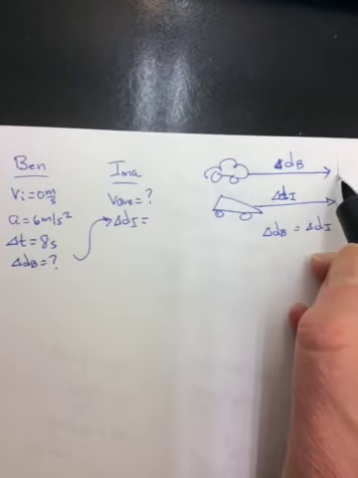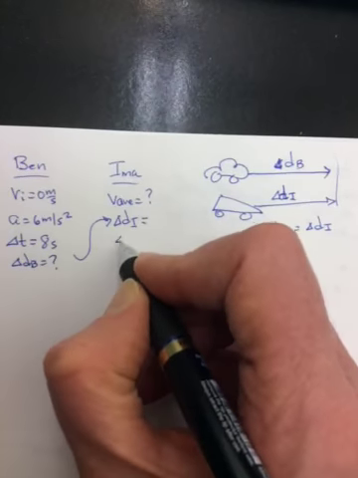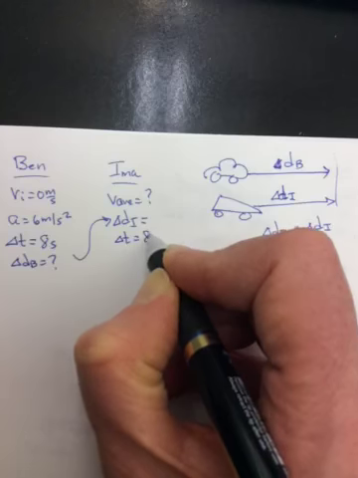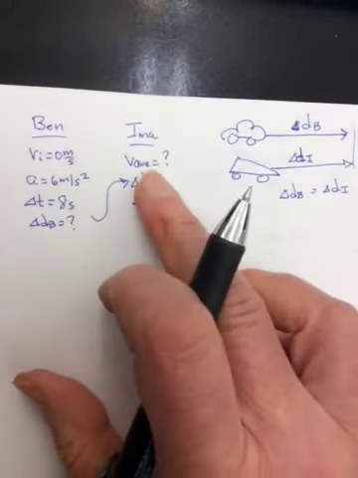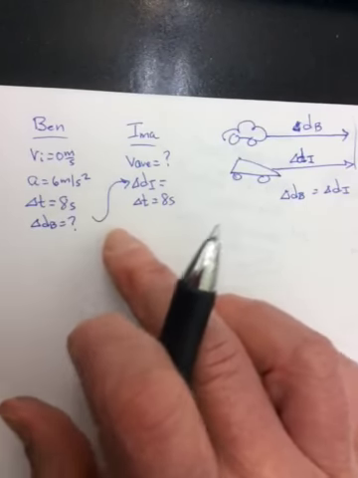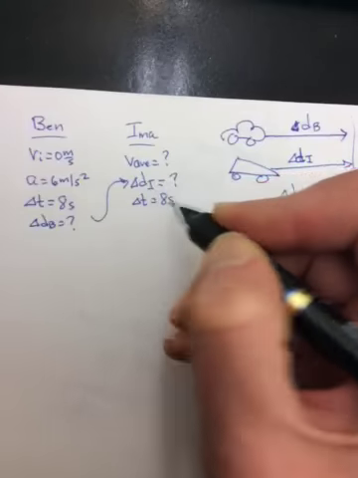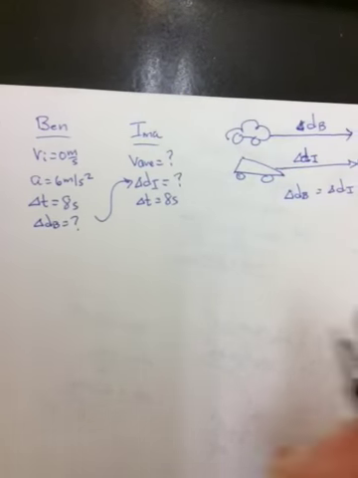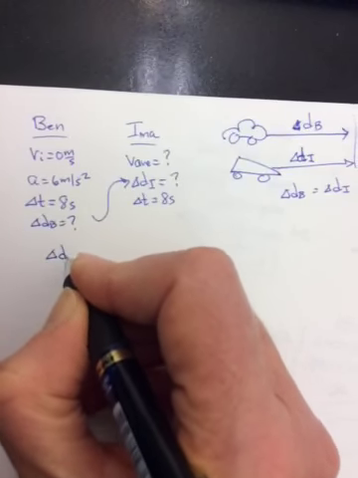Ben takes 8 seconds to catch up to Ima, which means Ima has 8 seconds to move. So the time for both of them is 8 seconds. Okay? And the question wants to know, what is Ima's velocity? So we can't start with Ima because we have two unknowns. We don't know her displacement or her velocity. But for Ben, we only have one unknown, so we can find how far he's gone.